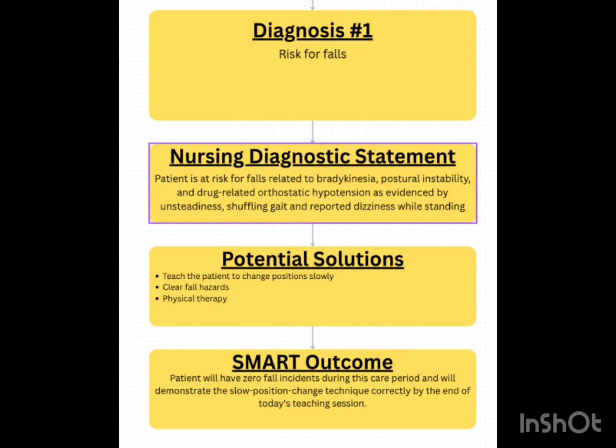We also want to clear any fall hazards in the environment, whether it's in the room or home. And then we want to engage in physical therapy to promote ambulation. We want to maintain mobility and muscle strength, to make their life easier without reliance, just for independence. So the SMART outcome would be the patient will have zero fall incidence during the care period and demonstrate the slow position change technique correctly by the end of today's teaching session.